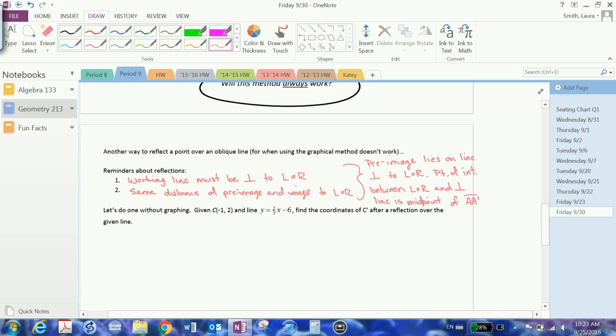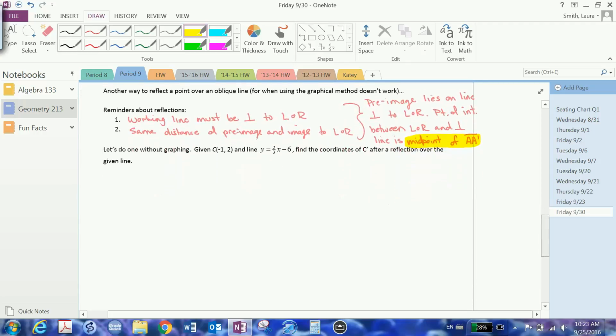I'm just going to write it that way. A prime. I'm going to call it A prime. A being the pre-image, A prime being the image. All right, that's a really important piece. It's the midpoint. Okay. All right, so I sort of have a plan then. I'm going to try one without graphing. I've got this point C, I've got the line of reflection, and I want to find the coordinates of C prime after the reflection over this given line. All right, so I think I have a plan.